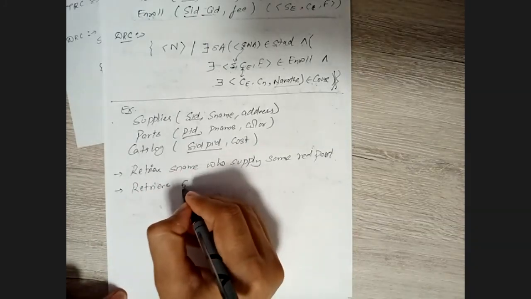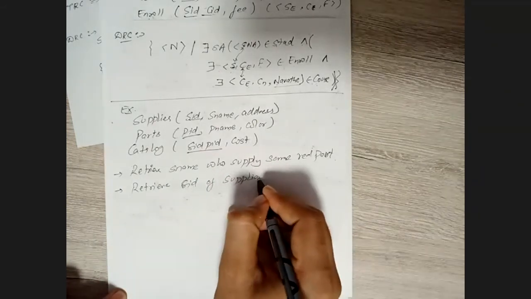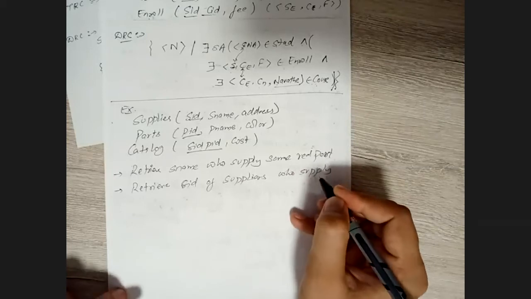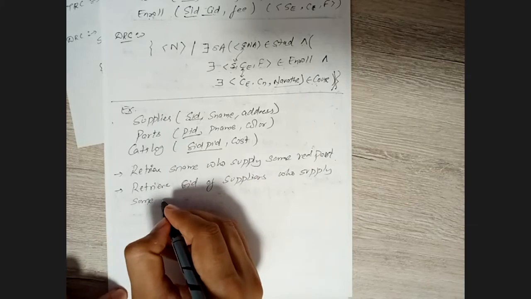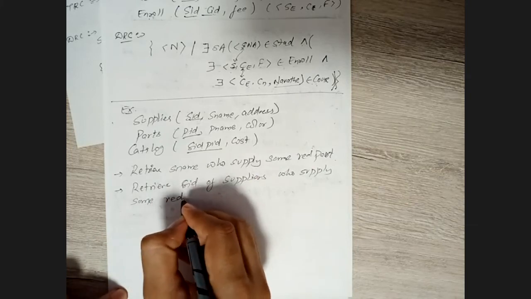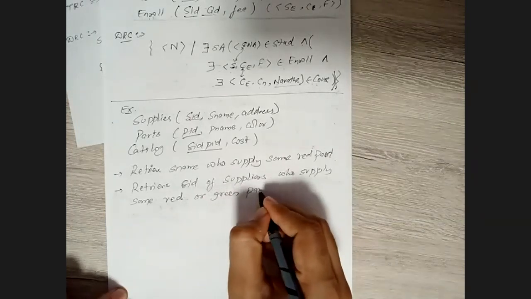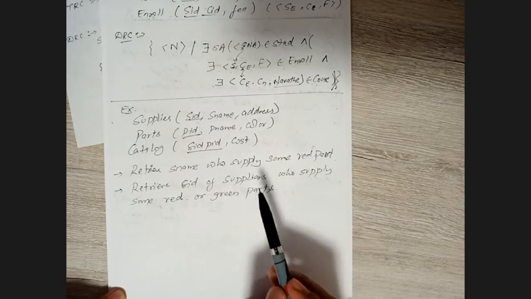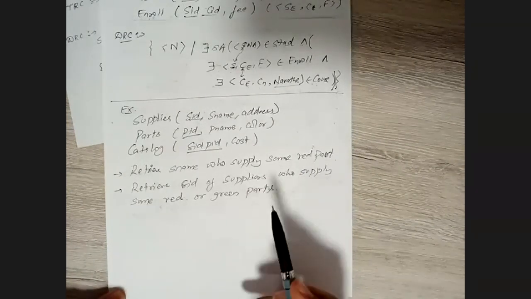You can retrieve the SIDs of suppliers who supply some red or green part. You just practice, right? And in case you want the solution just for verification, you can let me know. I'm going to share the solution, and if we have sufficient time, I will discuss it in this live class as well.